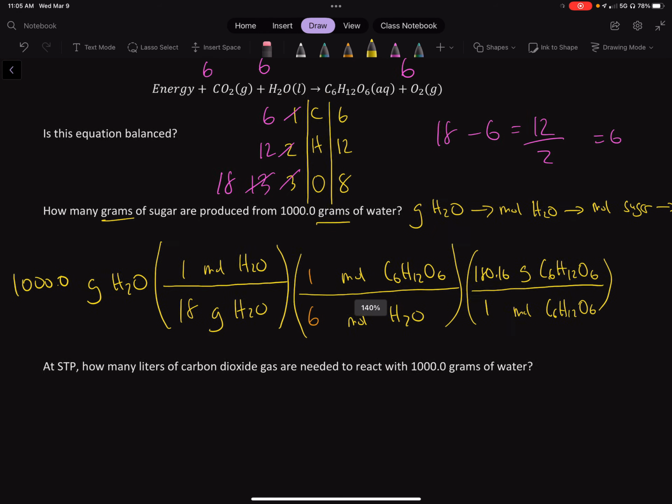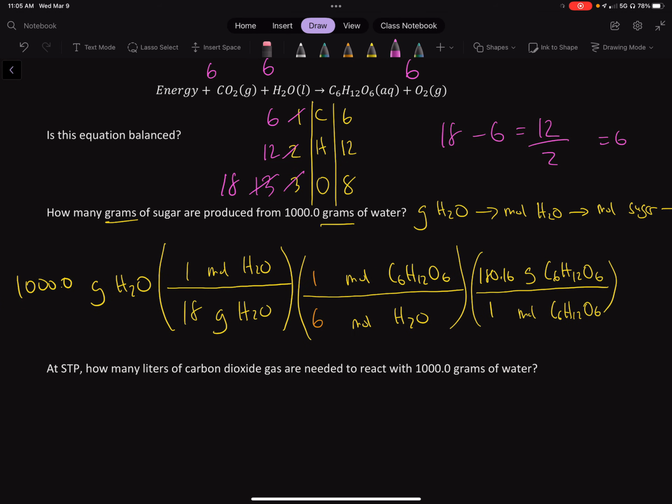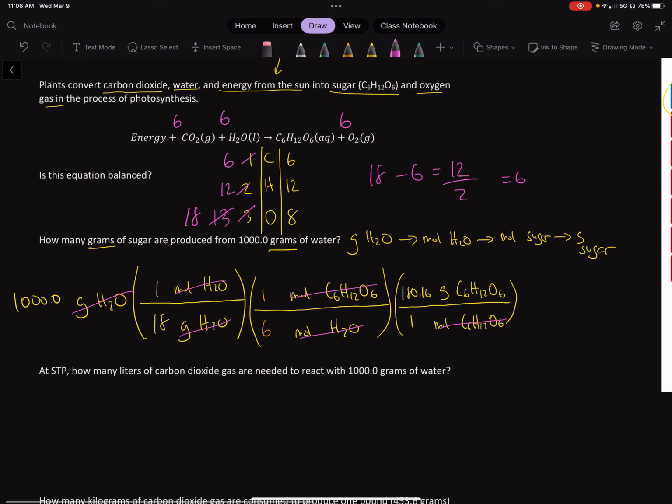Okay, so just checking our units just to verify everything canceled correctly. So grams of water is going to cancel with grams of water there. Moles of water is going to cancel with moles of water, and moles of C6H12O6 is going to cancel with moles there. So we're going to end up with grams of C6H12O6, which is what we wanted. So on your calculator, you do 1,000 divided by 18 divided by 6, and then times the 180.